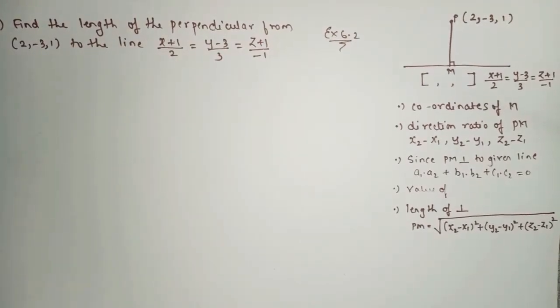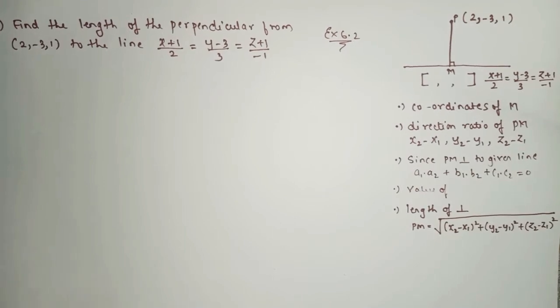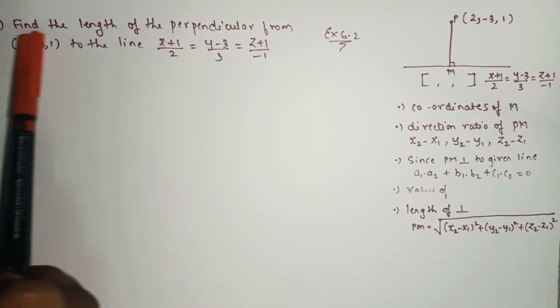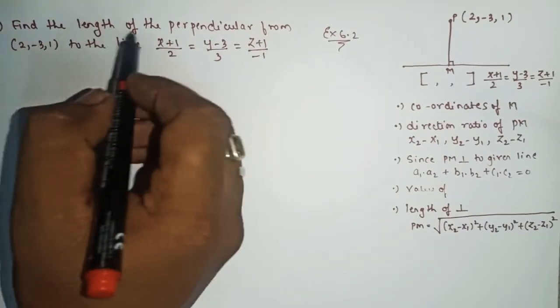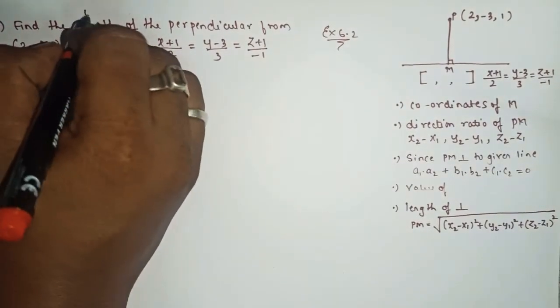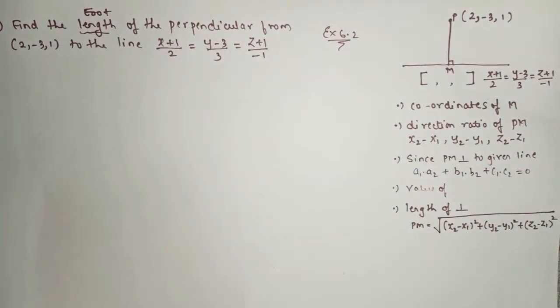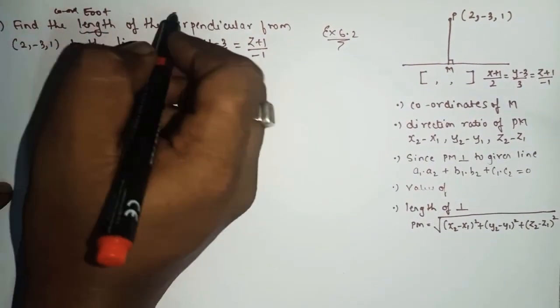Okay, so now in this lecture we'll see the sums from exercise number 6.2. From 6.2 we have almost done all the sums and covered all the concepts. We are left with only one concept, that is how to find the length of the perpendicular. Sometimes they will replace this sentence, find the length of the perpendicular, by find the coordinate of the foot of the perpendicular.